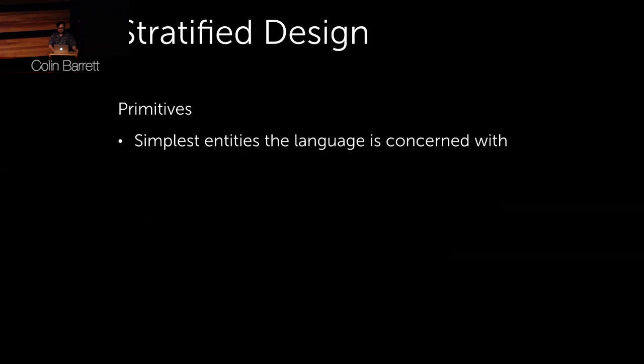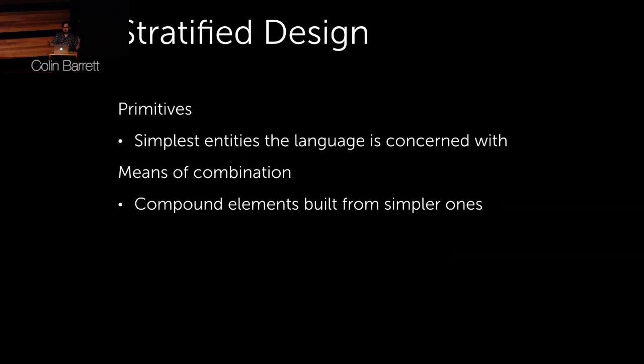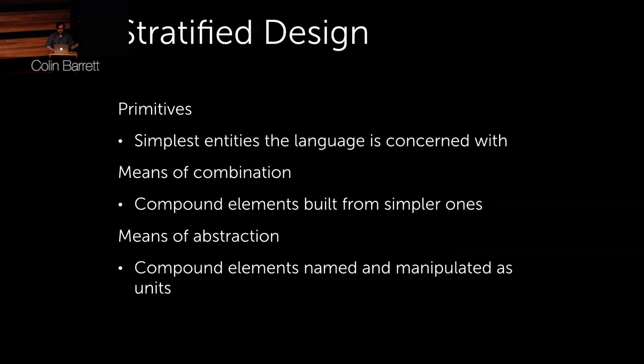Primitives are just the simplest entities that the language is concerned with. We'll get into some examples in a second. Means of combination are going to be compound entities built from these primitives or from other compound entities. And the means of abstraction are going to be ways to turn elements into abstract names and manipulate them as units. So the classic example of this is the Lisp programming language itself, right?